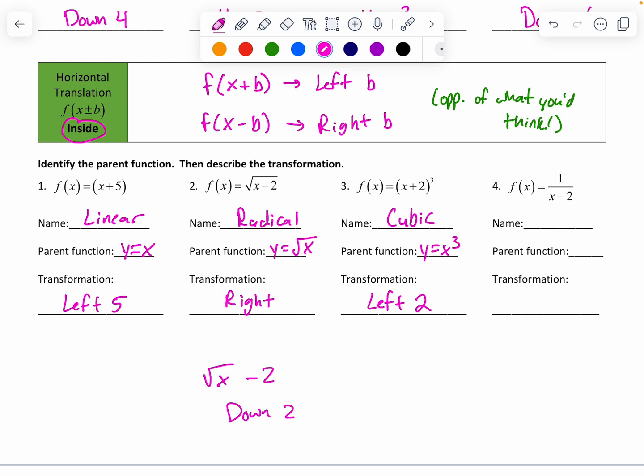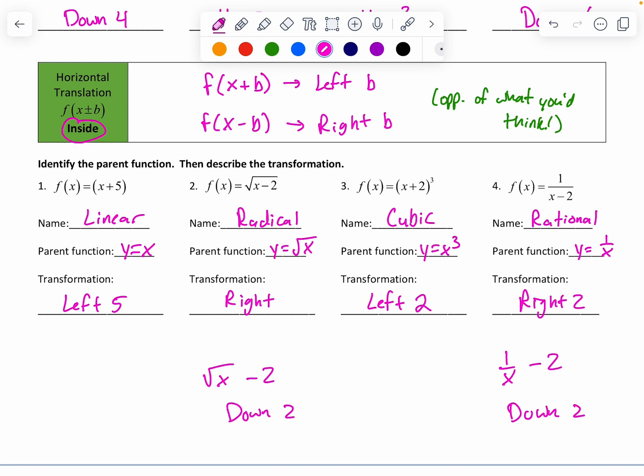And then on number 4, I see an x on the bottom of a fraction. So x on the bottom tells me it is a rational, and rational's parent function is 1 over x. So that minus 2 is with the x on the bottom of the fraction, which is telling me inside. So that is going to the right 2. If it had been something more like 1 over x and then the minus 2 was outside the fraction, that would have told me down 2.